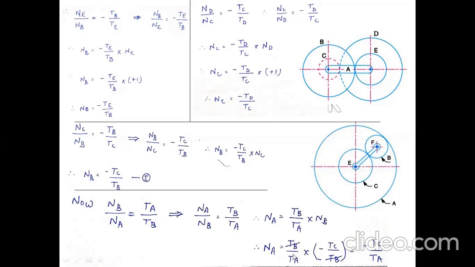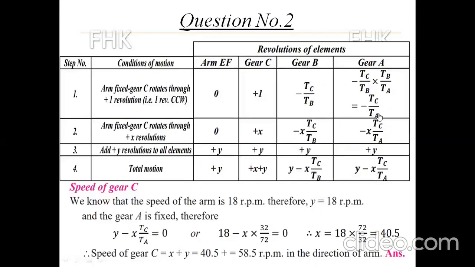So NA is equal to TB by TA into the speed of NB, which we have already found out, minus TC by TB. Putting the values, TB will get cancelled. NA is equal to minus TC by TA. The same value I put here, minus TC by TA.